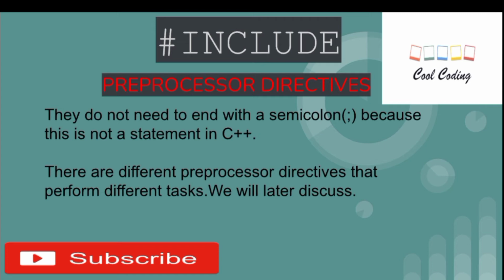So hash include is a preprocessor directive. They do not need to end with semicolons because this is not a statement in C++. There are different preprocessor directives that perform different tasks. For example, here we have used hash include. We also use hash define and many other preprocessor directives. We will discuss that later. So let's move on to the next.